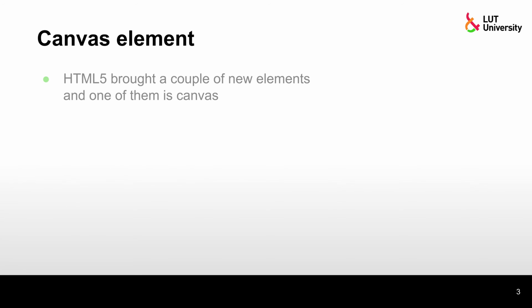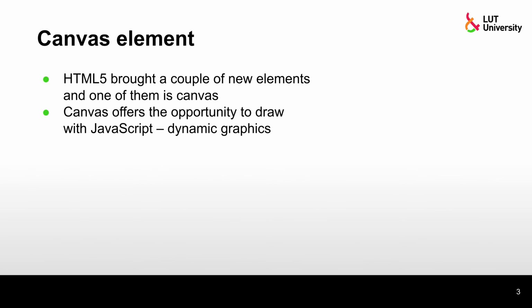So HTML5 brought us plenty of new elements, and one of these new elements is the Canvas element. Basically, Canvas offers the opportunity to draw with JavaScript. You can draw lines, circles, triangles, rectangles, etc. So we have dynamic graphics. We do not need to load images from the server, but we can draw them as we are working.